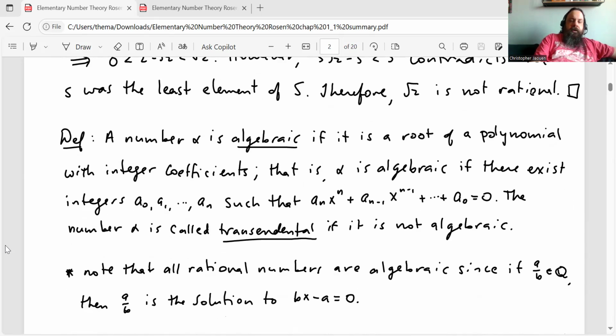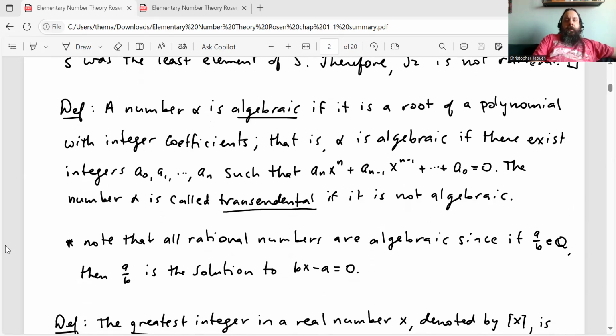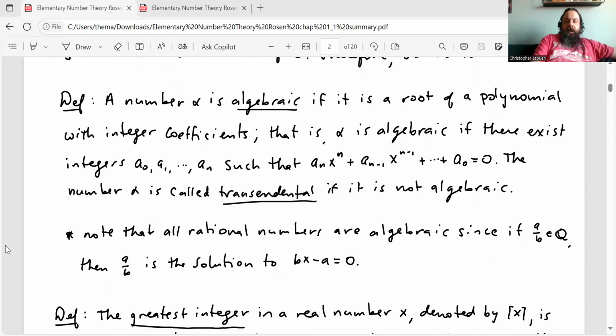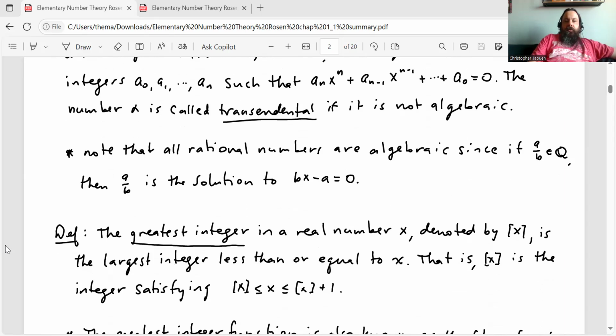Okay, another definition. A number alpha is algebraic if it is a root of a polynomial with integer coefficients. That is, alpha is algebraic if there exist integers a0, a1, up to an, such that an x to the n plus an minus 1 x to the n minus 1 plus ... plus a0 equals 0. The number alpha is called transcendental if it is not algebraic. And just a note, all rational numbers are algebraic, since if a over b is rational, then a over b is the solution to the polynomial equation bx minus a equals 0.